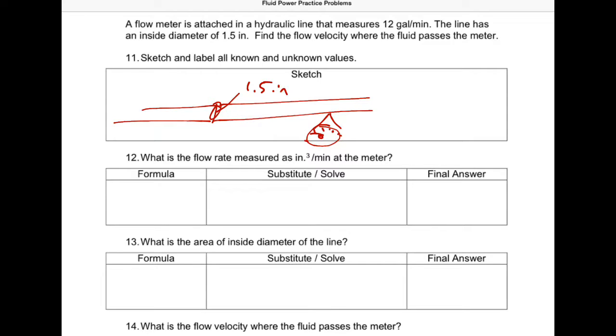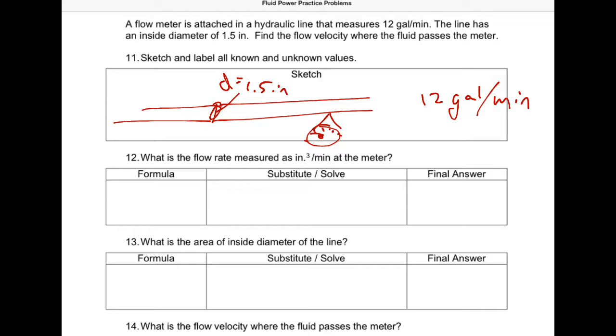Like a clock. Find the flow velocity where the fluid passes the meter. Okay, so that diameter there, that's D. Sketch and label all known and unknown values: 12 gallons per minute. That's volume per minute. Volume per time, that's flow rate.